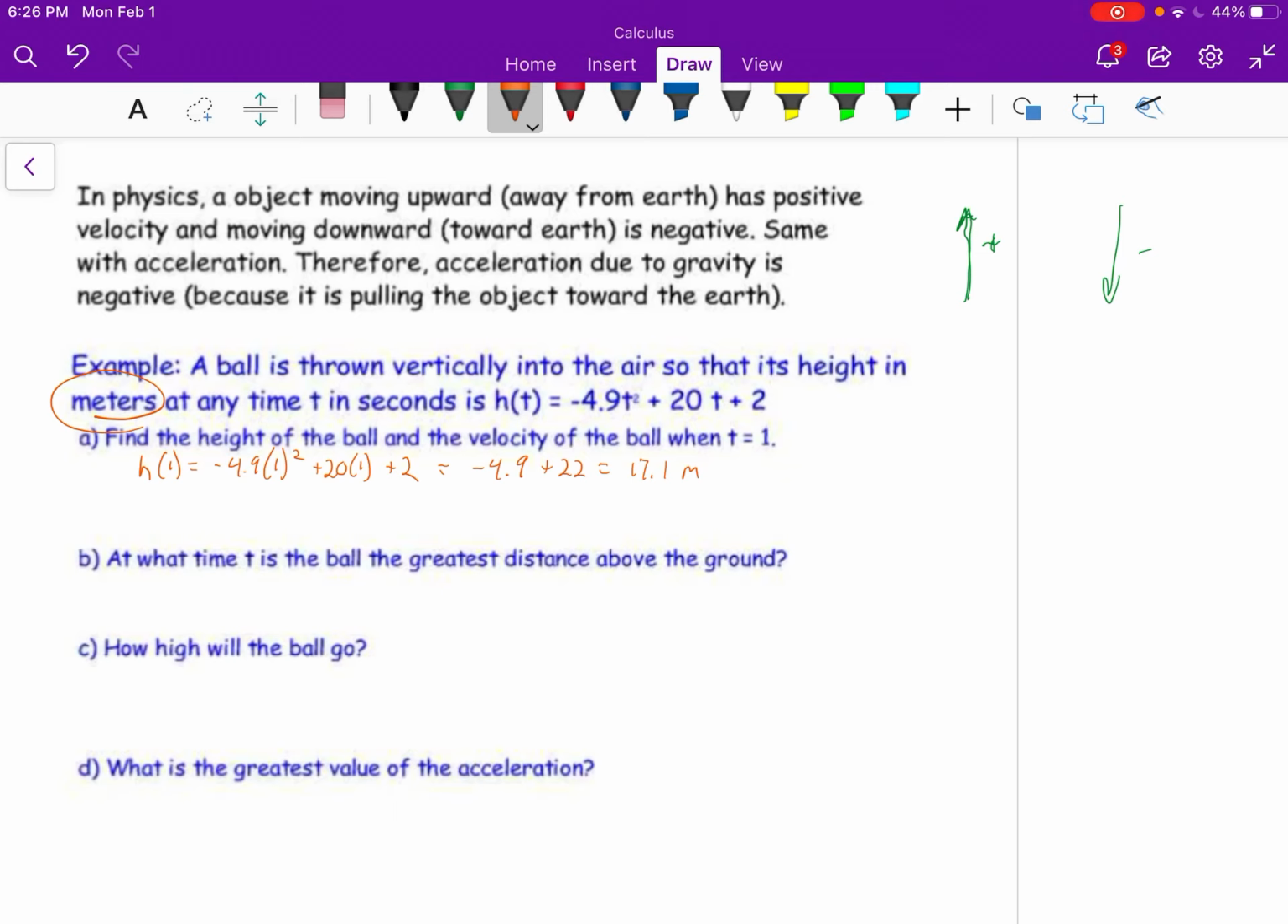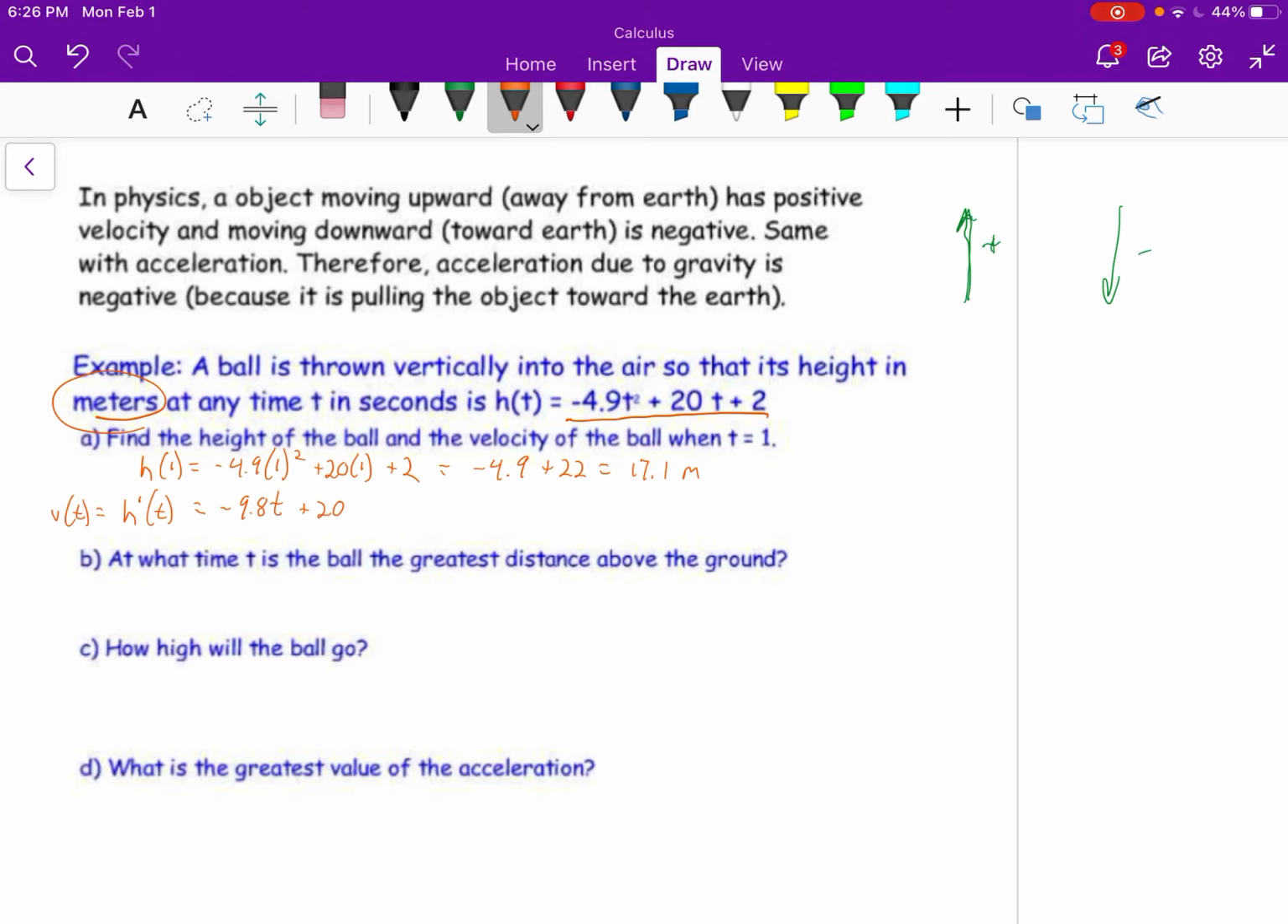And we also want to find the velocity. Well, the velocity is going to be the derivative of the height function. So velocity is going to equal h prime of t. And then we're going to take the derivative of this function here, which is negative 9.8 t plus 20.